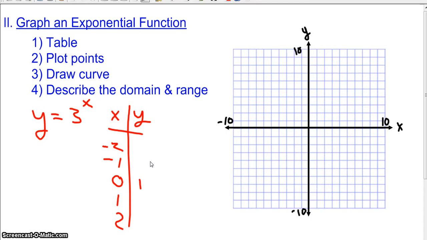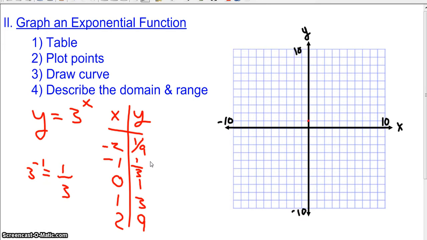Good. When we plug in 1, 3 to the first is? When we plug in 2, 3 to the second is? When we plug in -1, what does a negative do? 3 to the -1 equals 1/3. What does it equal? 1 over 3 to the first, or 1/3. Good, 1/3. And 3 to the -2 gives us? Good job, 1 over 9. Okay, this is interesting. So we go plot.